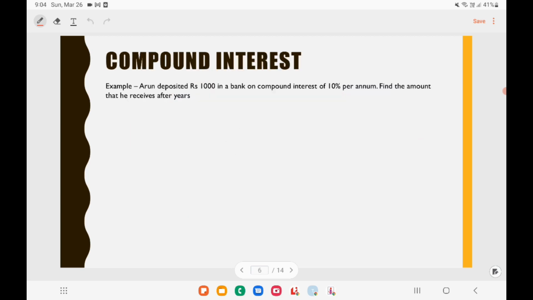Now let us look into compound interest. First you need to learn by heart a formula: amount is equal to... earlier in simple interest the formula was for interest, but here in compound interest the formula is amount is equal to principal P into 1 plus rate, that is R by 100, whole raised to n. N is the number of years. So this is the formula.